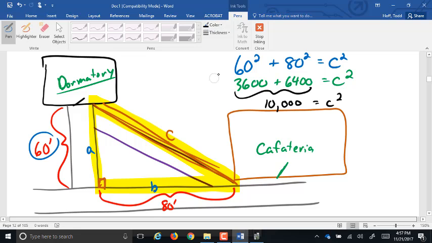And then we have to square root. The square root of 10,000 is 100. Square root of C squared is C. So this is 100 feet.